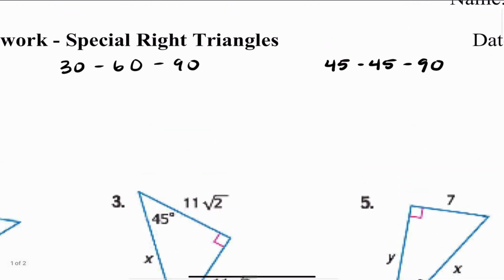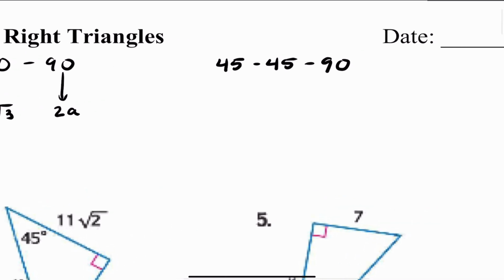Now, we said that across from 30 degrees, when looking at a 30-60-90, that is A. Across from 60 degrees, we set that side equal to A root 3. And then across from 90 degrees, we label that side as 2A, okay?